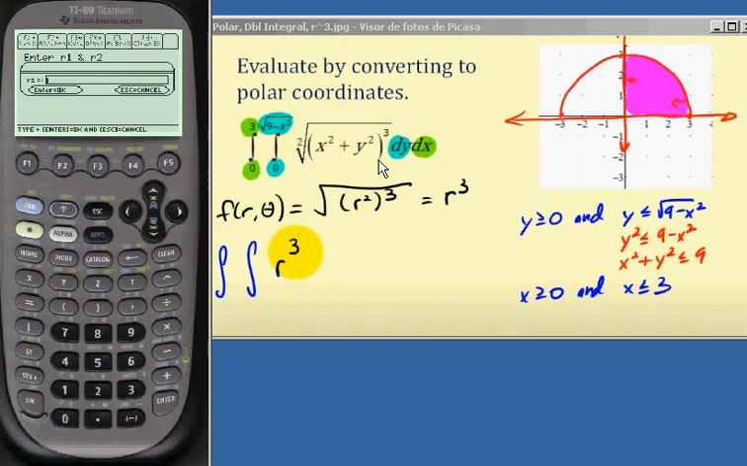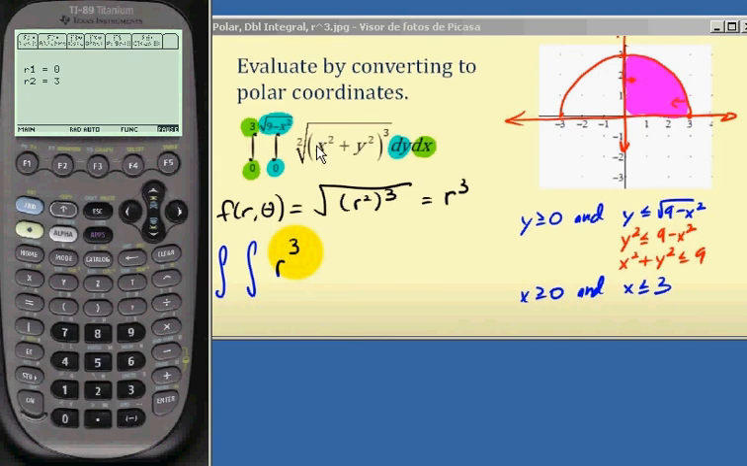The limits here for r are going to be 9 minus x squared. Notice that it's a difference of squares, so when you factor this out you have 3 plus x and 3 minus x. So the upper limit is going to be 3 here. The lower limit is 0. So let's do that. Alpha 0 for the lower and alpha 3 for the upper.